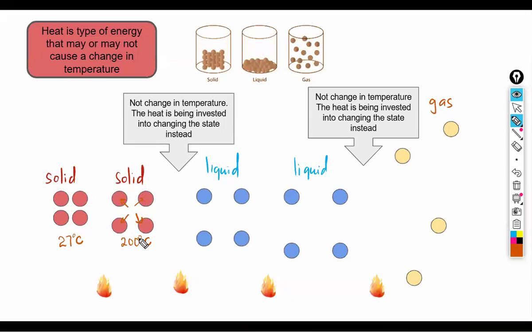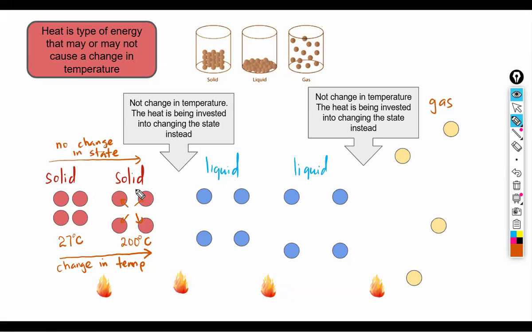Now, two things to notice here. When we heat up the iron, was there a change in temperature? It's a very simple question. I'm not trying to trick you. When we heat up the iron, is there a change in temperature, right? So yes, there is a change in temperature. Was there a change in state? No, because it starts off as a solid and it ends up as a solid. So there's no change in state.